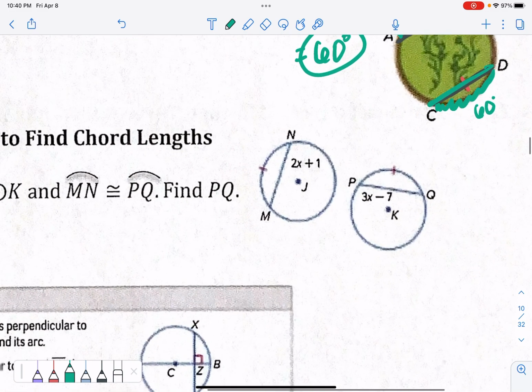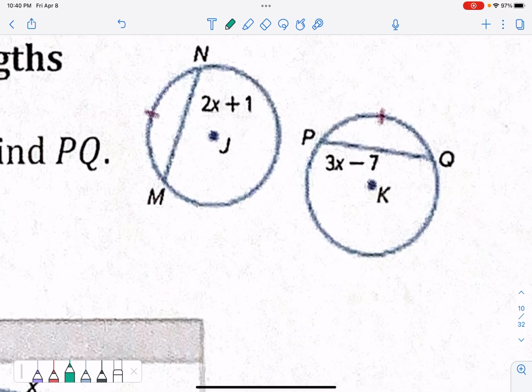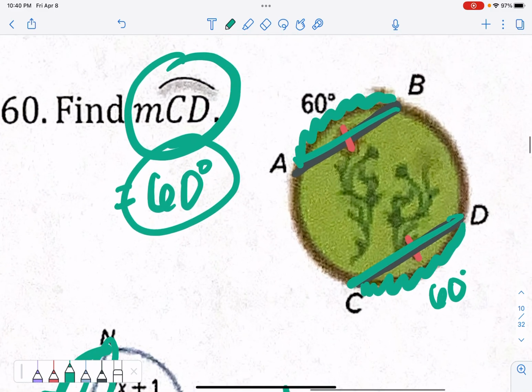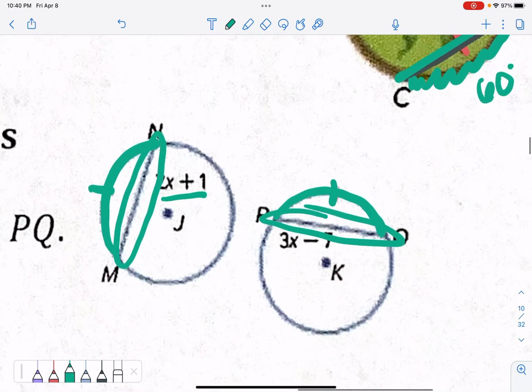Let's go to the next example, and this is kind of the backwards form. Now these arcs are the same measures, right? They say the length of this chord is 2x plus 1, and the length of this chord is 3x minus 7. Rather than up here where the chords were the same and we found the arcs, now the arcs are the same, so we find the measurements of the chord.